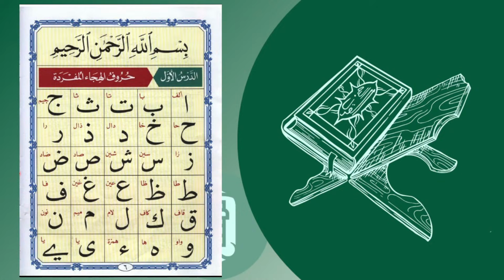Third line, first 3 boxes. Za, za, za. Second box, seen, seen, seen. Third box, sheen, sheen, sheen. First box, za, za, za. Second box, seen, seen, seen. Third box, sheen, sheen, sheen. Excellent. Questions so far?